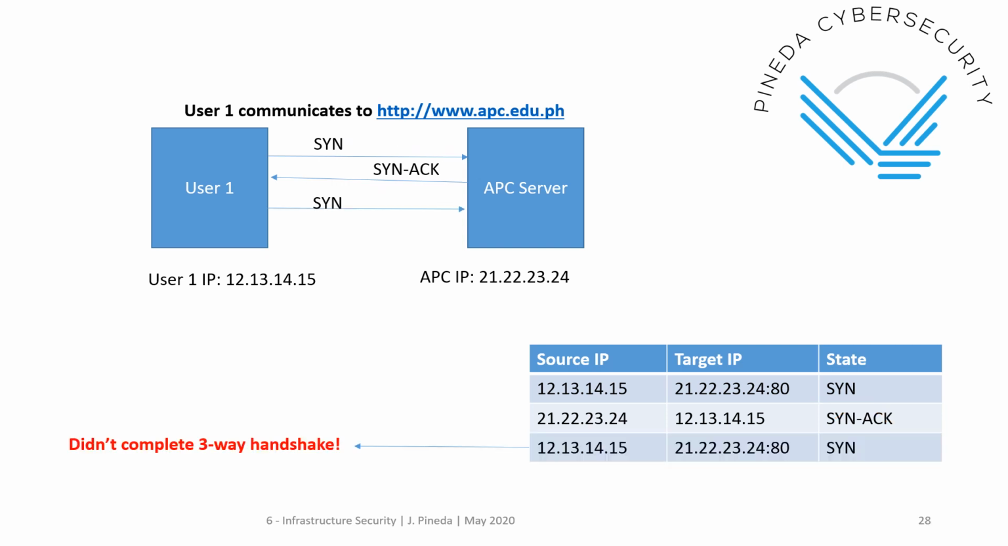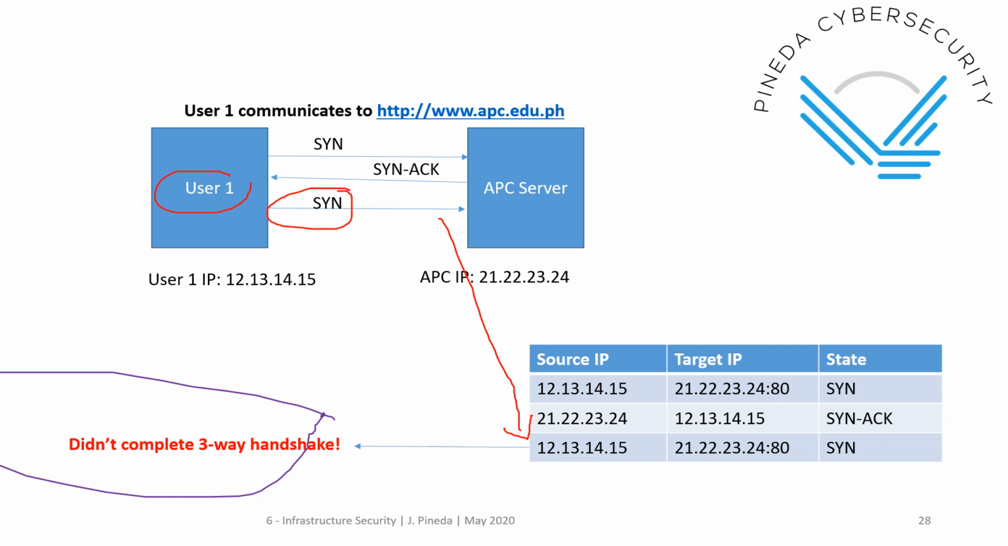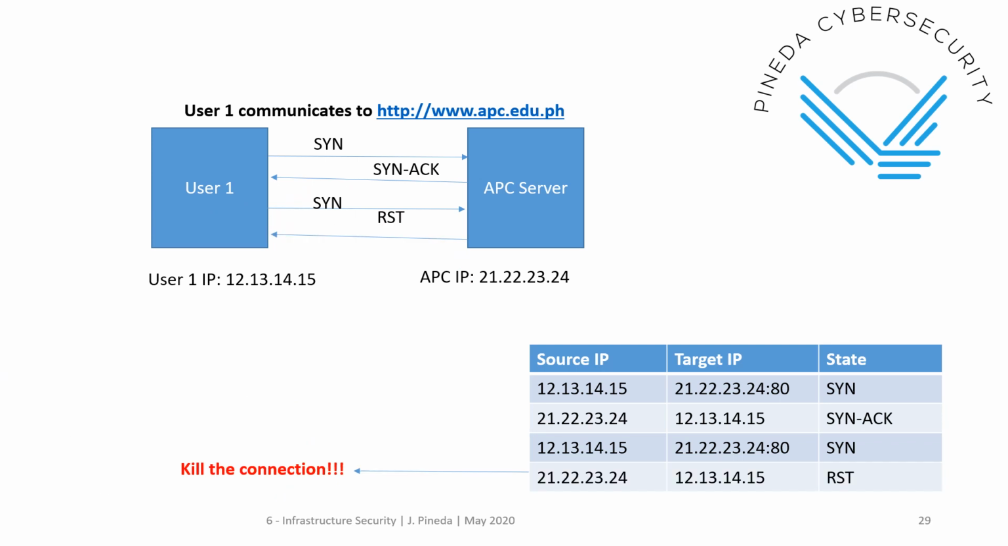Okay. And then next, user 1 will not complete the three-way handshake. Instead, it will send another SYN packet, and it will also be recorded here in the state table. And then the firewall will note that it did not complete the three-way handshake. Okay, so what will happen is that it will kill the connection.